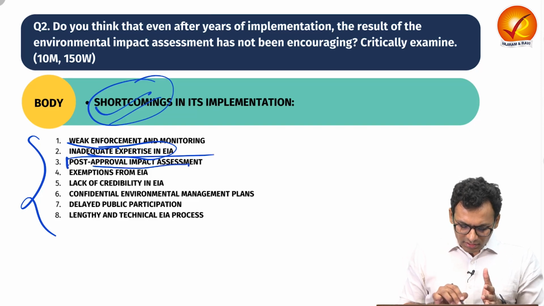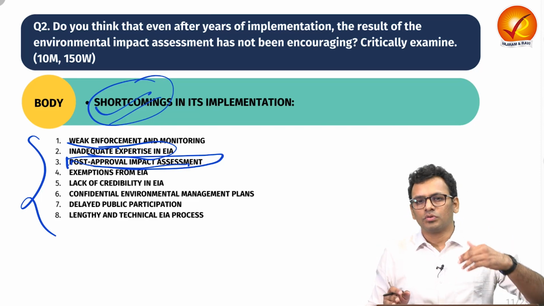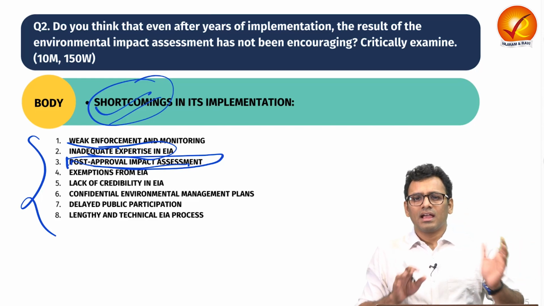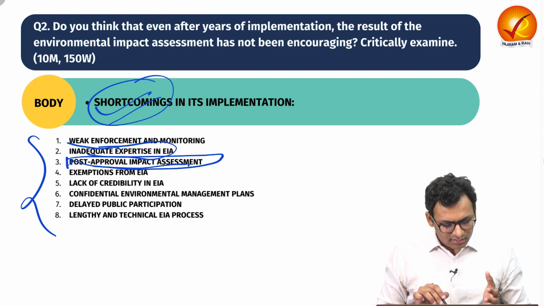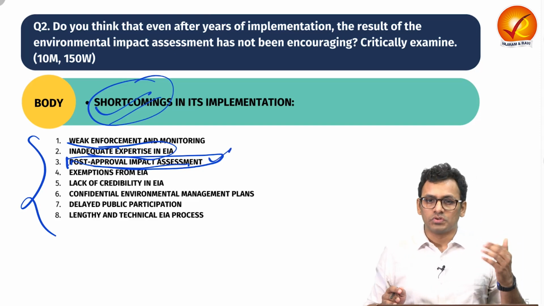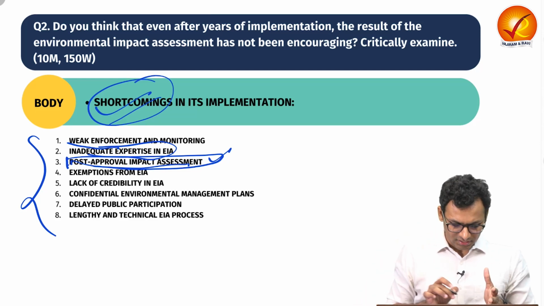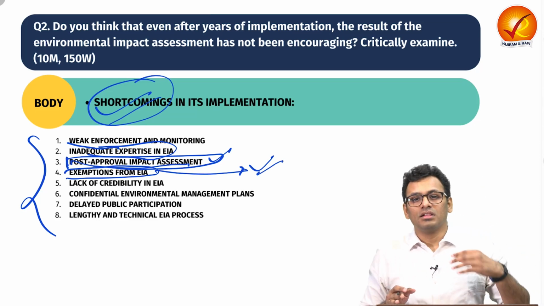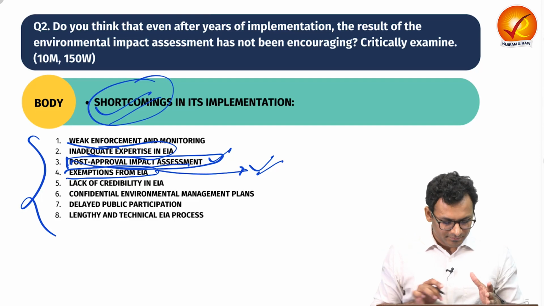Third, post-approval impact assessment. Now, environmental impact assessment must have a certain kind of cycle through which they can understand whatever impact assessment was done before and how they can go ahead and understand from the future prospects. So, post-approval impact assessment is not done, and that definitely impacts the cycle of environmental protection and conservation. Fourth is exemption from EIA. Now the government has come up with a lot of exemptions that definitely dilute the purpose of EIA.